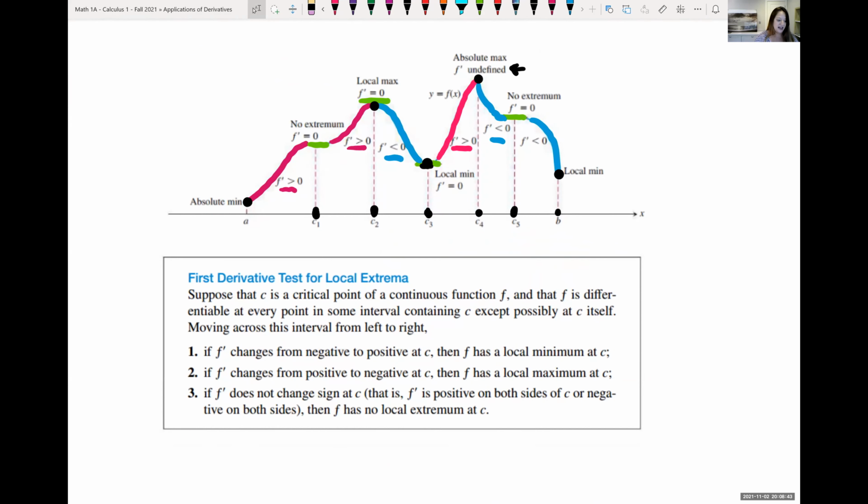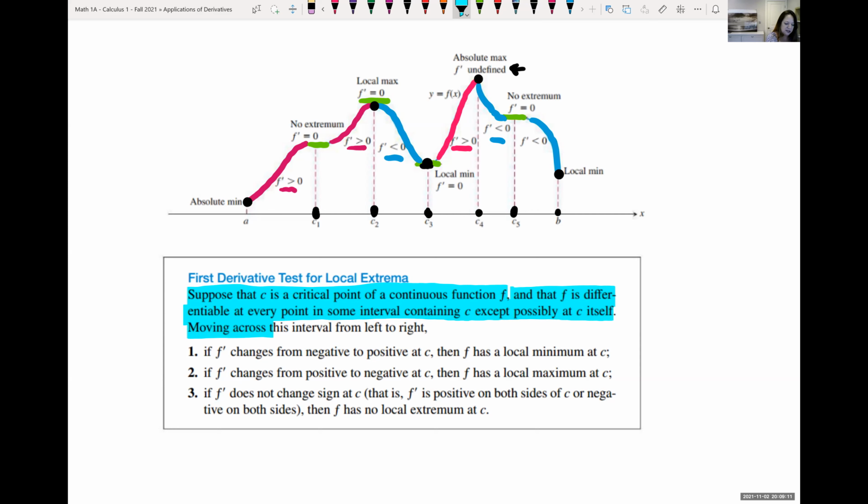So for the first derivative test, suppose that C is a critical point of a continuous function f. Again, critical points are values which set the derivative equal to 0 or where the derivative is undefined, but our original function is defined there. And we're going to say that f is differentiable at every point in some interval containing C, except possibly C itself.